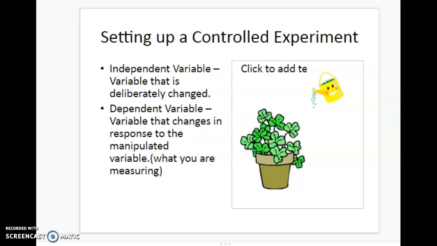Now, the amount of water is what we are changing, so that is going to be our independent variable. The independent variable is the one that is deliberately changed by the experimenter. When you're reading through your experiments today, just always ask yourself, what is the experimenter changing? What are they actually wanting to test?